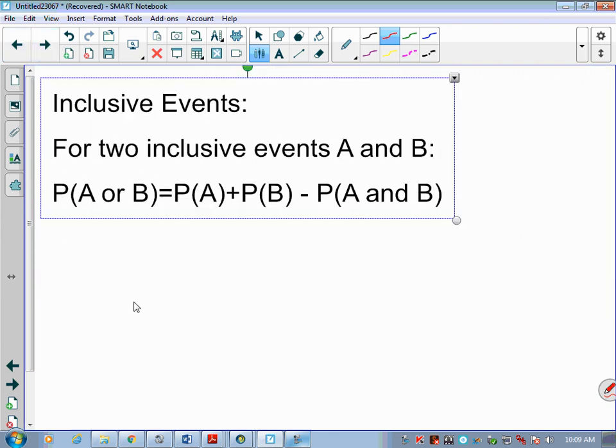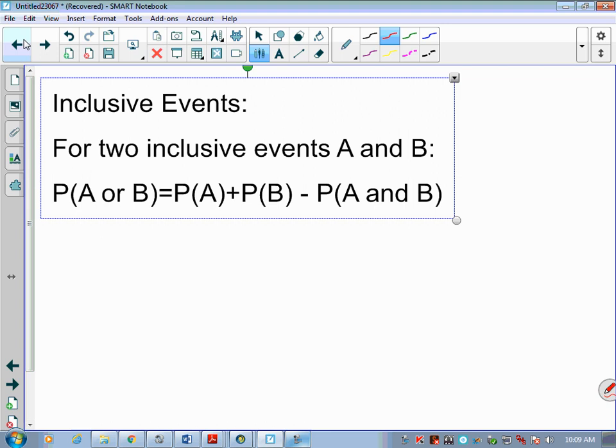Let's talk about inclusive events. This is how we find them. Remember, inclusive events are events that share a common outcome. We would take the probability of A and add it to the probability of B, and then subtract the probability of A and B. So you can write that down. It's in your book. You'll see it there at the bottom of page 427.